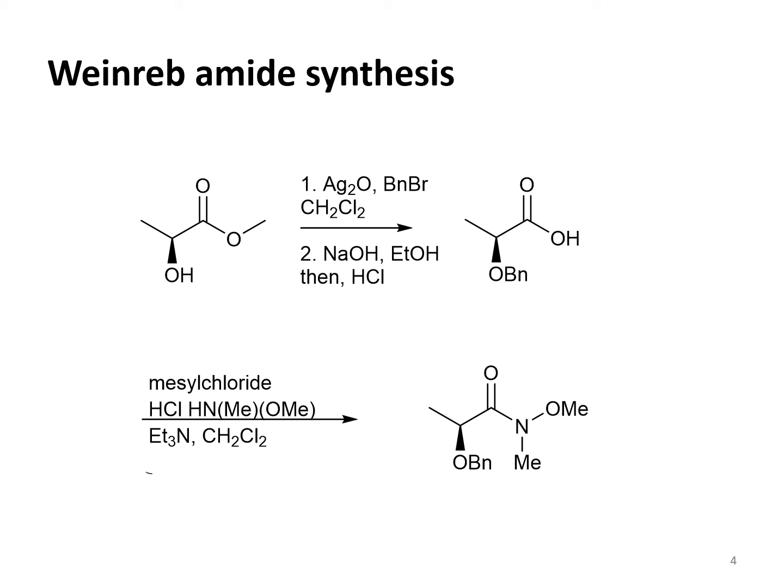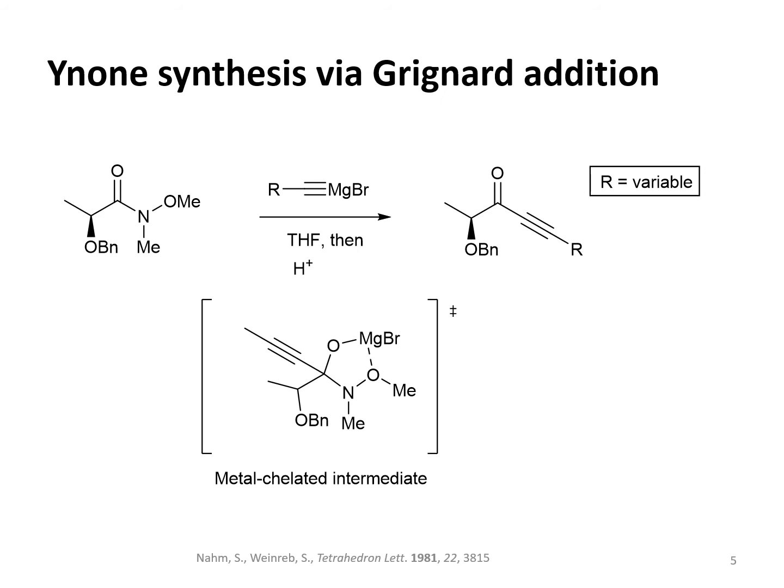acted as the solvent. Our next step is to form an ynone through a Grignard addition. And it's important to note that our Weinreb amide further functionalized our molecule in that it formed a metal chelated intermediate. And this intermediate was stable enough to prevent the over-addition or over-alkylation of our molecule. This is as far as we've gone experimentally, but the following slides will be our steps moving forward.